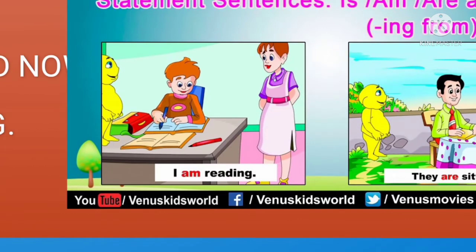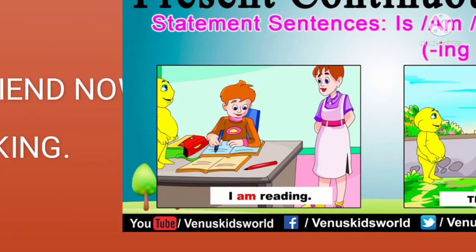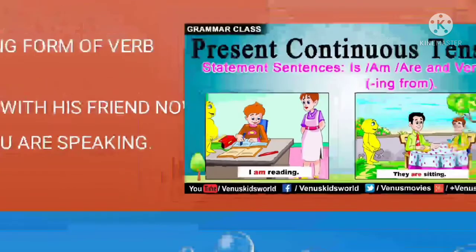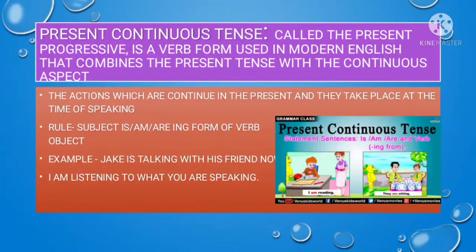The present auxiliary verb is the be form of the verb, are. We cannot use is with they; are only goes with they, they are. Like am always goes with I, so I am reading. So this is all about present continuous tense.